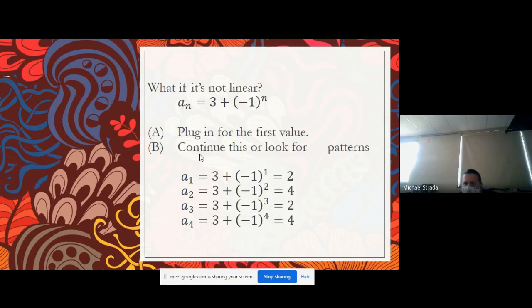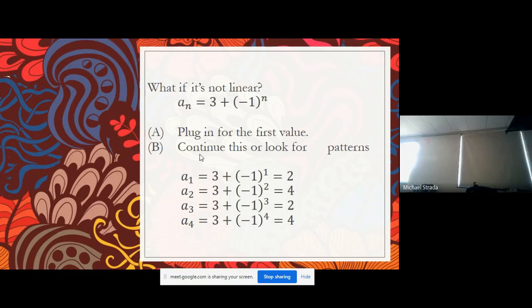What if it's not linear? You have 2 choices: either plug in for the first values, or continue this and look for patterns. For example, a sub n equals 3 plus (-1) to the n. When I plug in 1, (-1) to the 1 is -1, 3 plus -1 is 2. When I plug in 2, -1 squared is 1, 3 plus 1 is 4. When I plug in 3, it goes back to being negative, 3 plus -1 is 2. When it goes to 4, it goes back to positive, 3 plus 1 is 4. That will continue forever and ever.